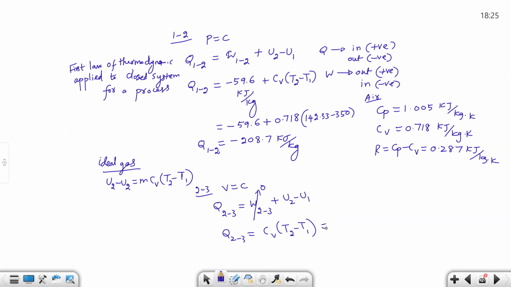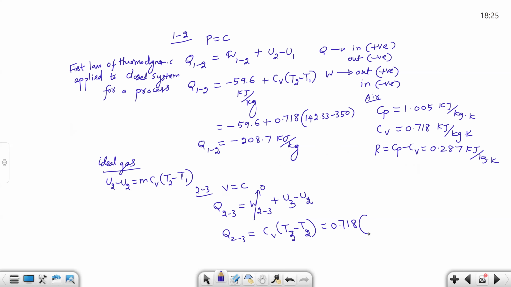Here it is T3 minus T2. Not T1 to T2, it is T3 minus T2. So you should be very careful about this. This kind of small careless mistake will reduce your marks.